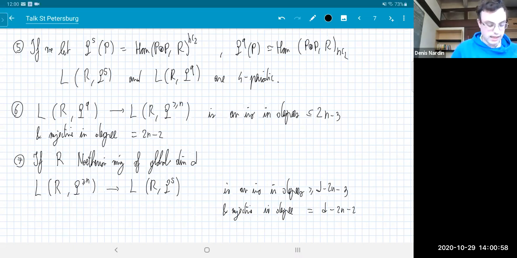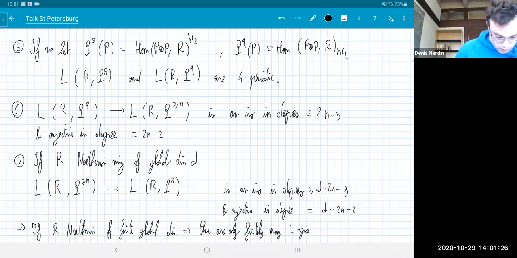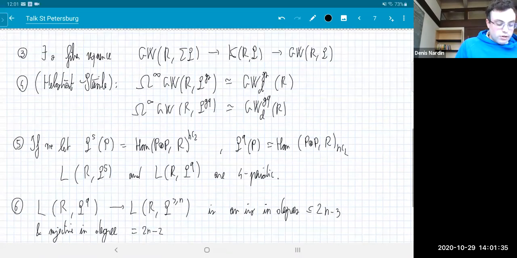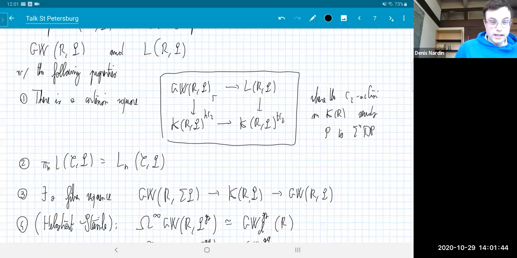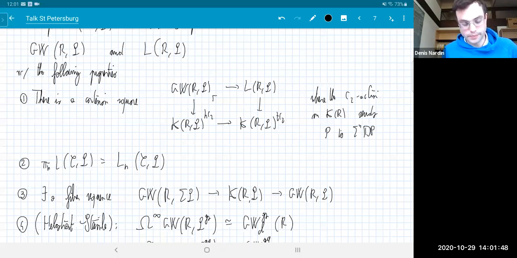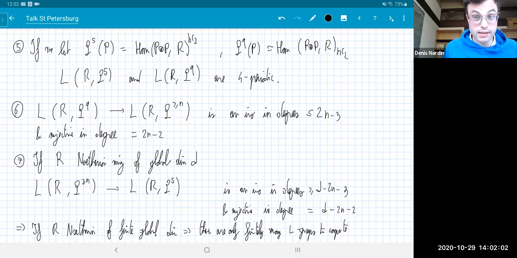Concretely, this tells you that if you have Noetherian rings of finite global dimension, you have only a finite amount of L groups to compute. And in fact, it's going to be a lot easier because I'm going to do low dimensions, there's really not going to be that many groups to compute. And then from this square here, from the L groups, you can get the GW groups, which is what we are interested in. Okay, now I want to specialize to Dedekind domains. So before I go on, are there questions about this laundry list of properties I gave you?